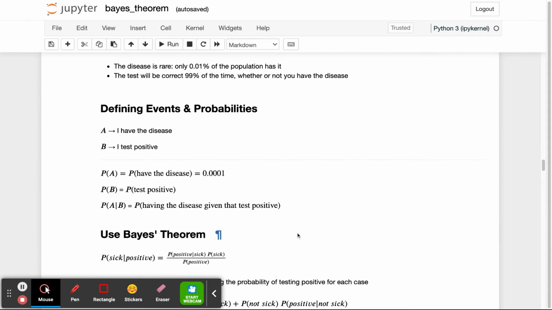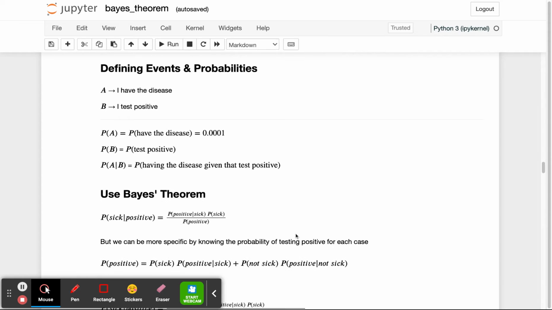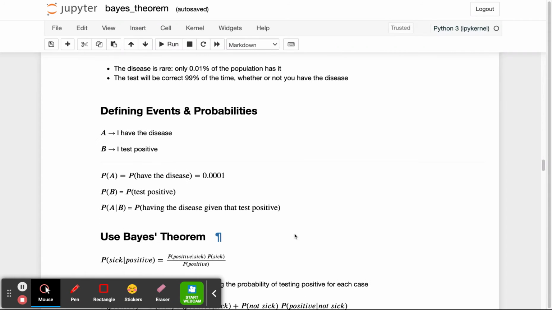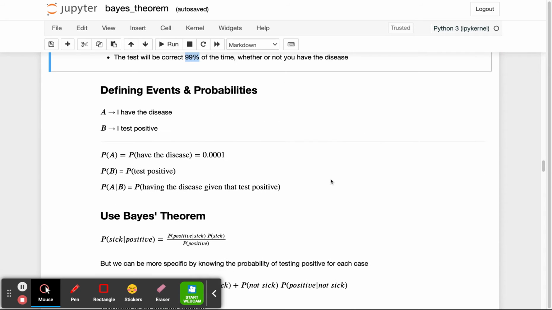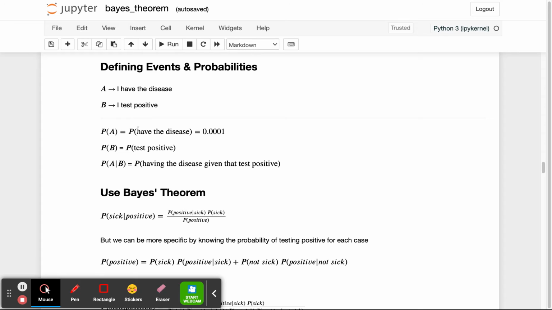We have another example here. Now, this is a rare disease testing. So we have this disease, and it is extremely rare. 0.01% of the population has it. And there's a test for the disease, and the test is 99% correct, whether you have the disease or not. All right, so let's set up our probabilities, our prior and our likelihood, and our normalization.